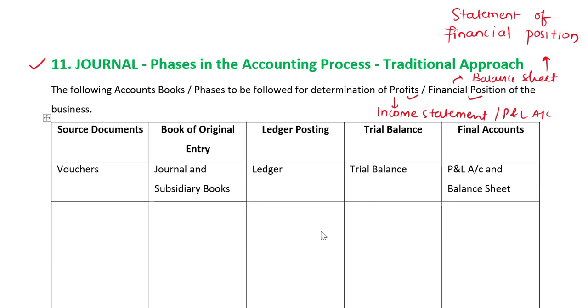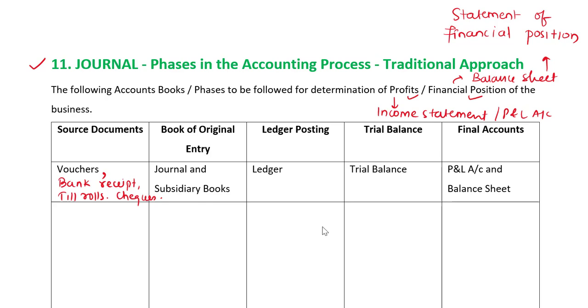Okay, just see it over here. Source document. While putting the journal entries, we need some source documents like vouchers, bank receipts, till rolls, and checks. So these are the source documents by which we can put the journal entries. So the first stage is source document.